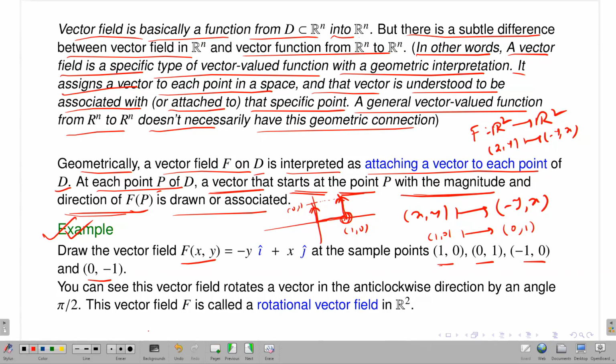Given a point (1, 0), I am attaching a vector from the point P with the direction of f of p and the magnitude. So the direction means at (0, 1), this is the direction, with the same magnitude. Okay, this is at the point (1, 0).